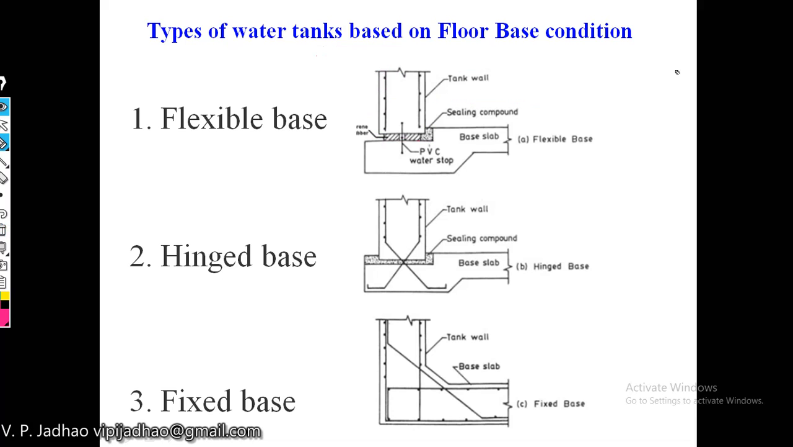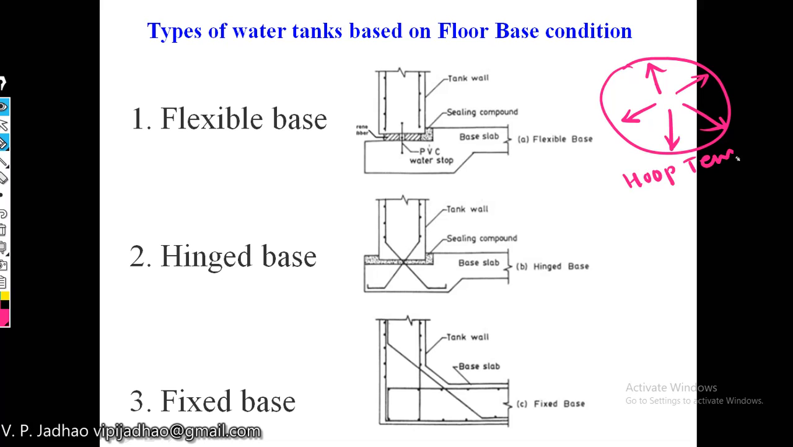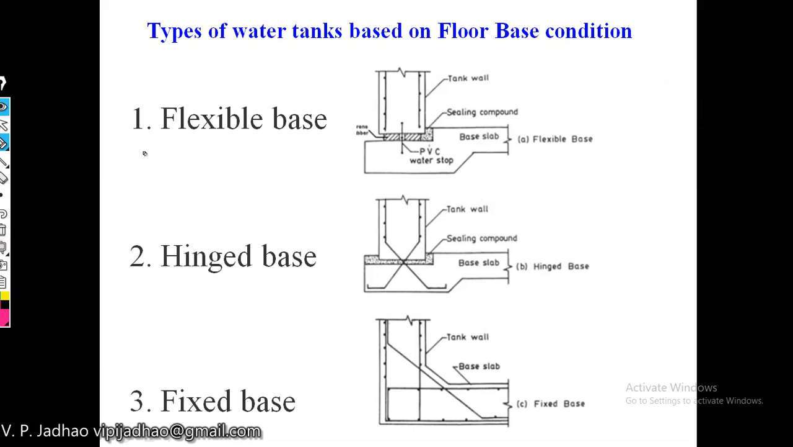What is hoop tension? If we draw some plan of the water tank, then due to water pressure, from all the directions the water pressure will be acting on your wall, and this wall will be subjected to tensile forces. That particular tensile force is called hoop tension. You have seen this hoop tension in fluid mechanics. So this is called a flexible base. We will be providing some rubber pad below the water tank wall to prevent development of moment in the wall itself.